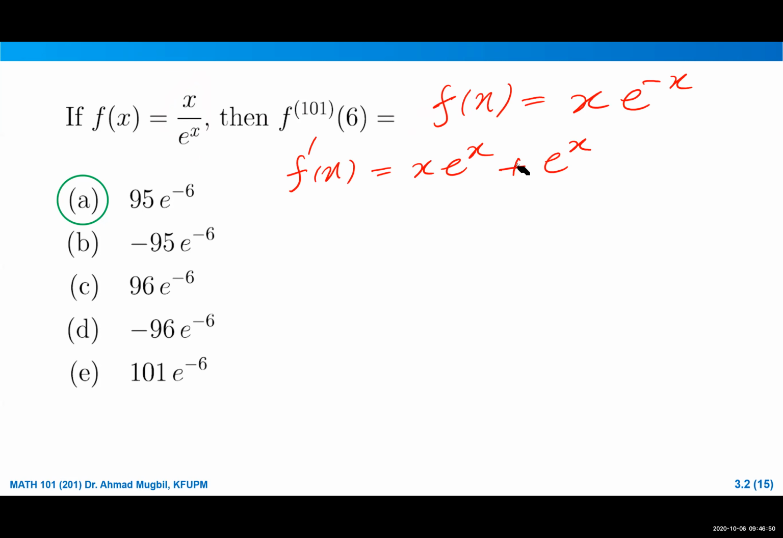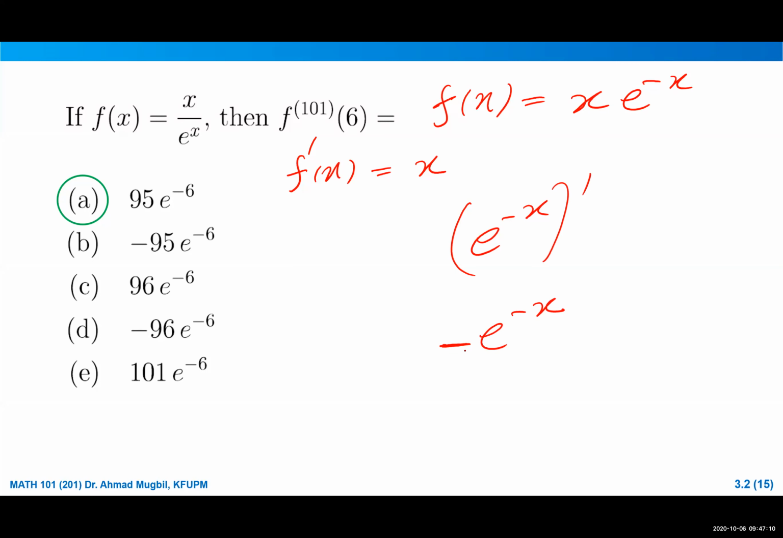Sorry, minus. Let me repeat it. It will be the first one multiplied by the derivative of this, which is negative, because here we have e to the power negative x. What is the derivative of this? The derivative, Shabab, is e to the power negative x, but with a negative here. And this is, by the way, the chain rule. We didn't study it before.